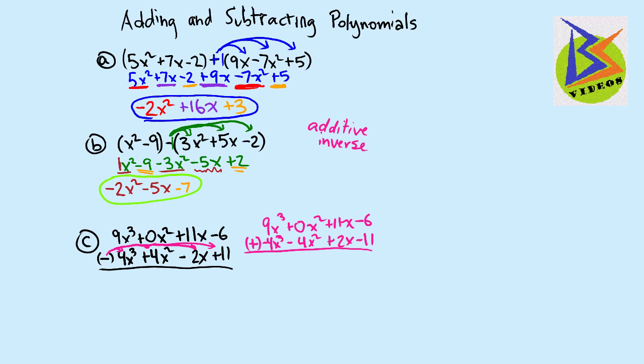So now we just do what it tells us to do. So we have a negative 6 minus 11, which is a negative 17. 11x plus 2x is 13x. 0x squared minus 4x squared. The 0x squared is pretty much just a placeholder to keep our terms organized. So 0x squared minus 4x squared is a negative 4x squared. And then 9x cubed minus 4x cubed is a 5x cubed. Again, we check to see if we have any like terms here, and we don't, so we are done.